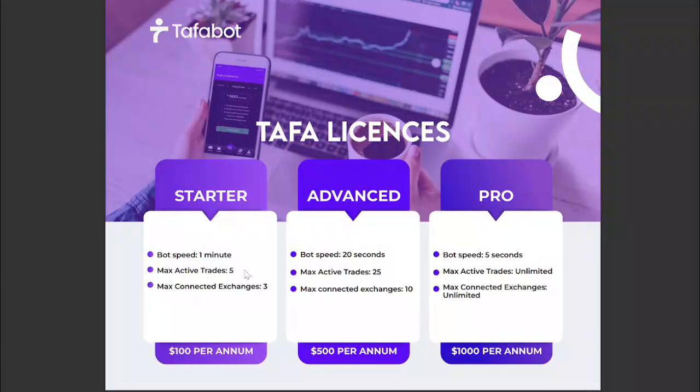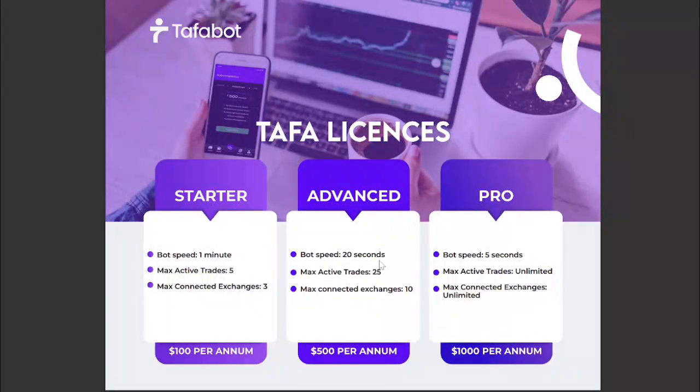It may be a bit technical for some people to understand right now, but what you should bear in mind right here is that the bot speed for the starter pack is 1 minute, and then you can do a maximum of 5 trades here, and you can connect it to 3 exchanges. Okay, so you can connect to Bybit, you can connect to Binance, you can connect to Huobi. Yeah, you can do that.